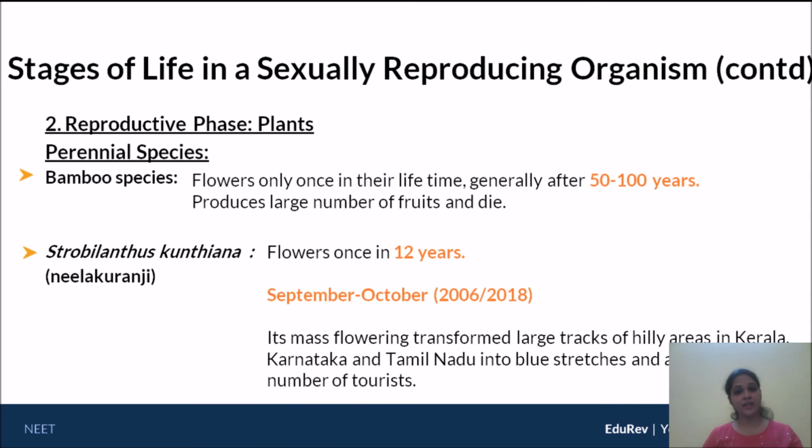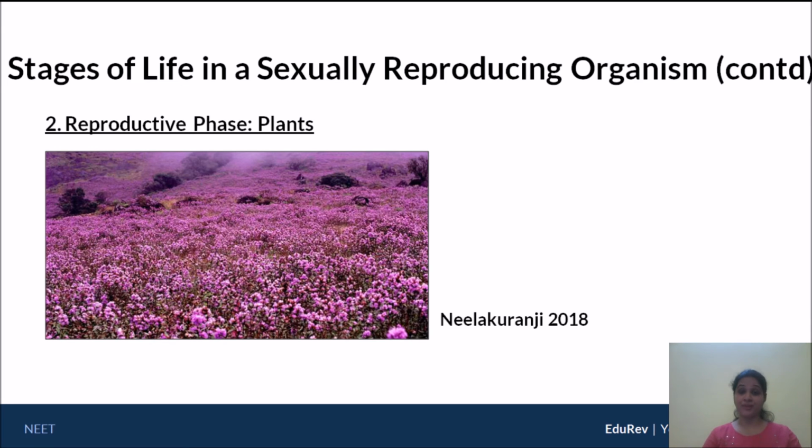Now, where do you find Nilakuranji growing? They're found in the hilly areas of Tamil Nadu, Kerala and Karnataka. And this is a very beautiful flower. It's a purplish blue color flower. So when it flowers, it attracts a lot of tourists. The hills are no longer green, but they look purplish blue, something like this. So this was Nilakuranji in the year 2018.